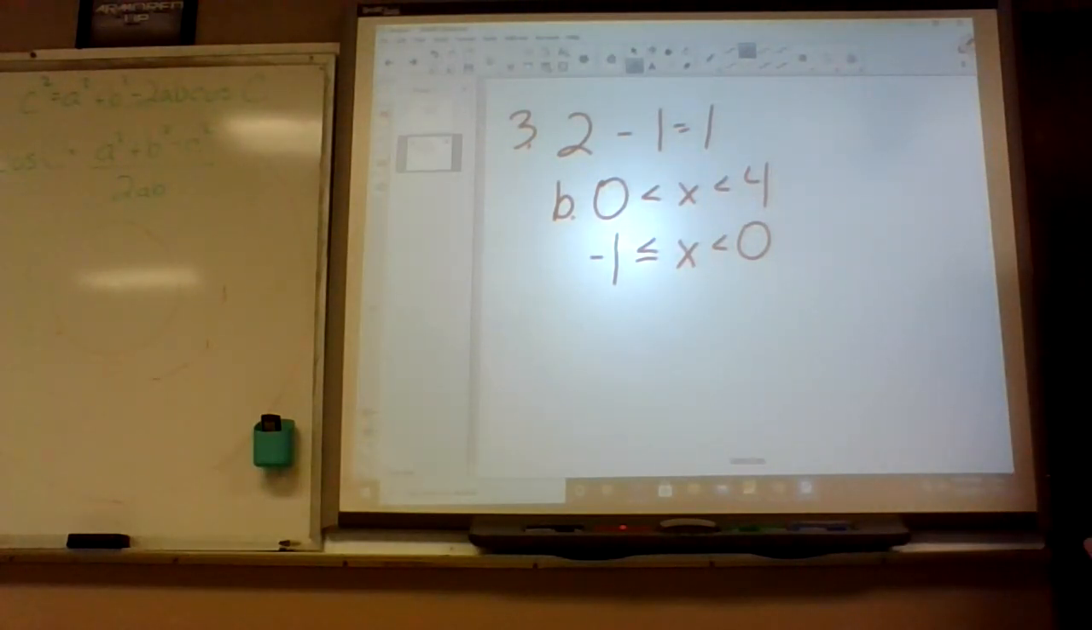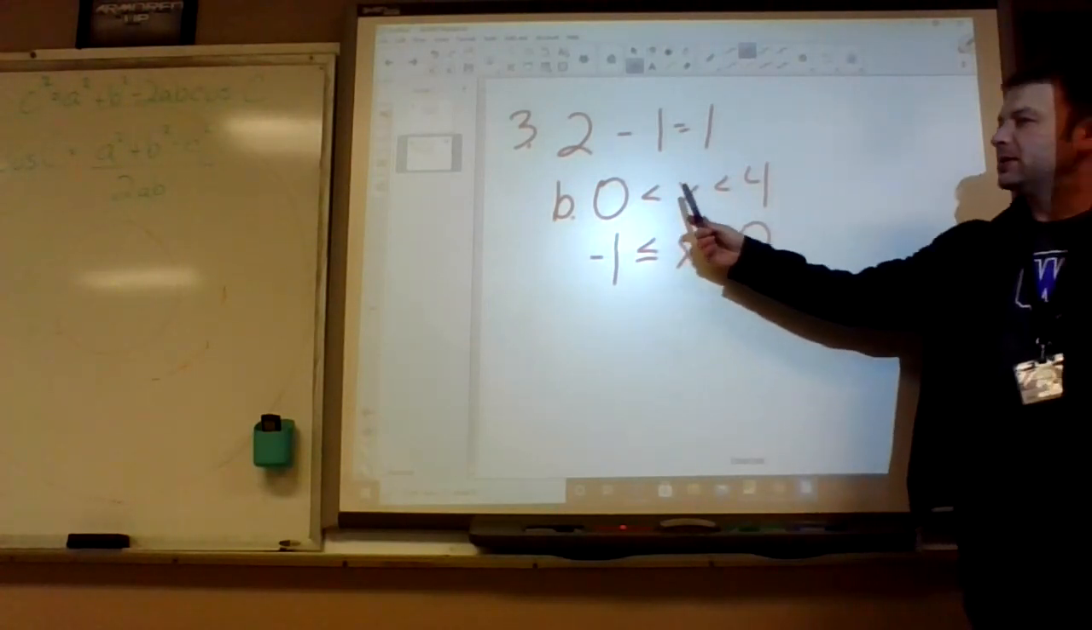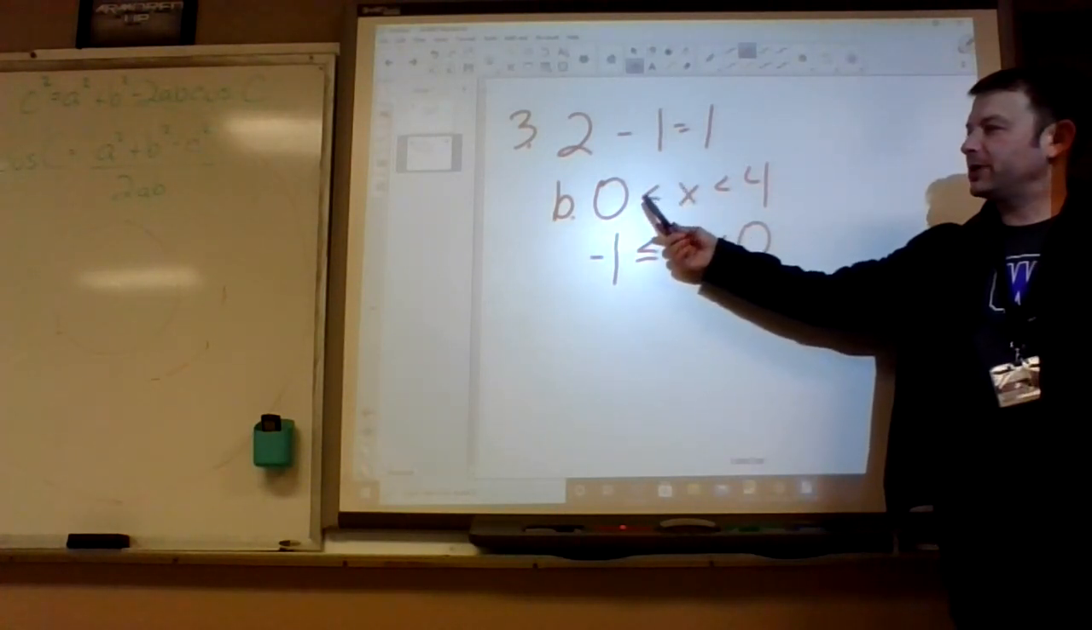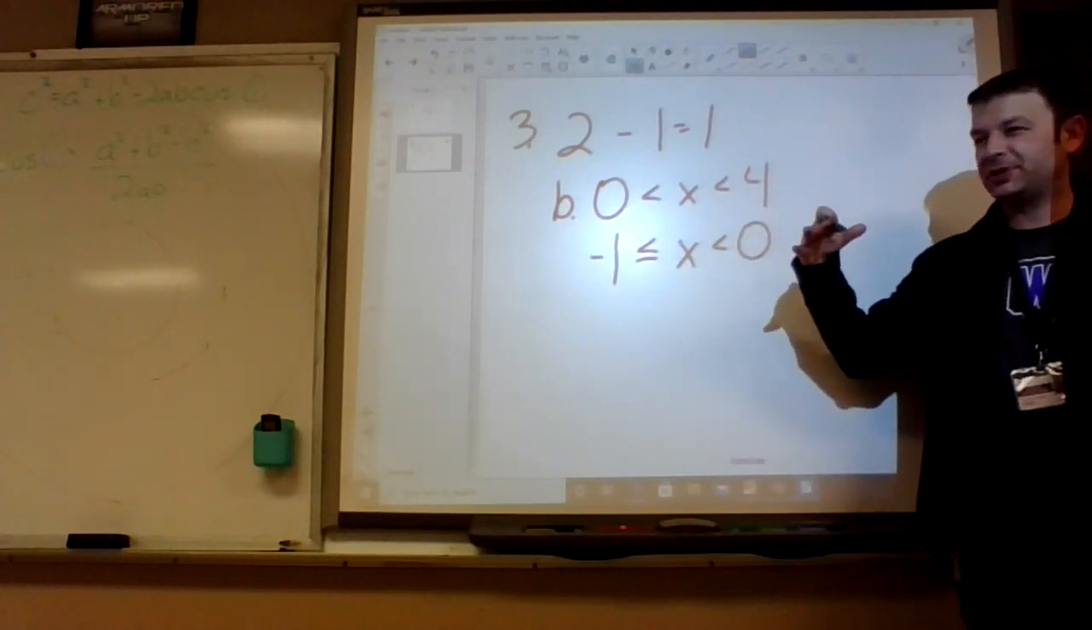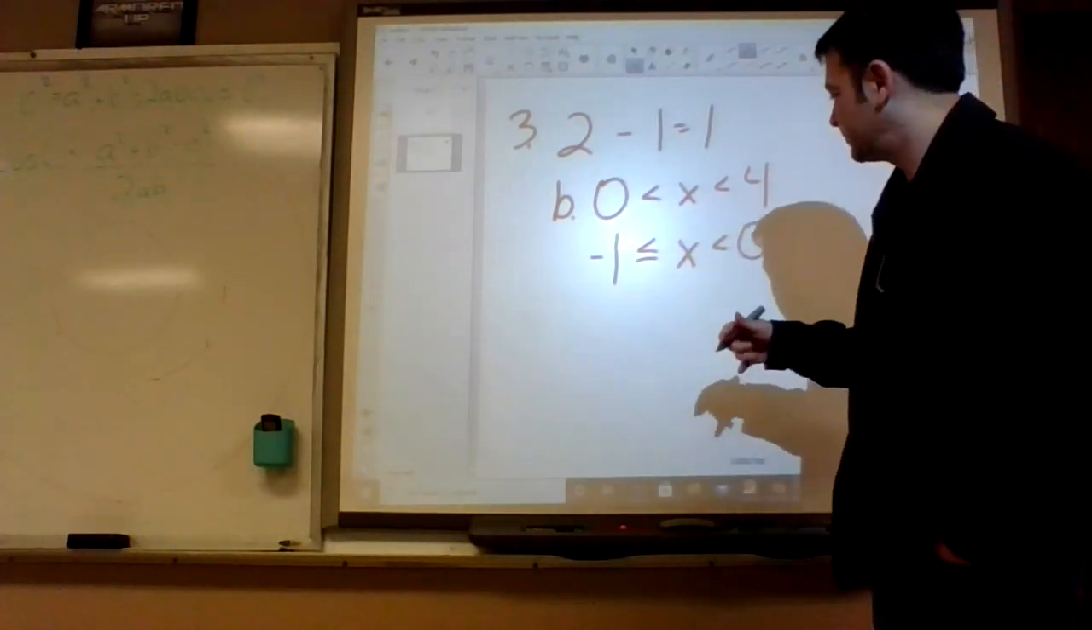Why is 0 and 4 not included? Because that's where they overlap, and 0 is not. You're right. That's where they're at 0 and 4. That's where they equal 0, if you subtract the values.